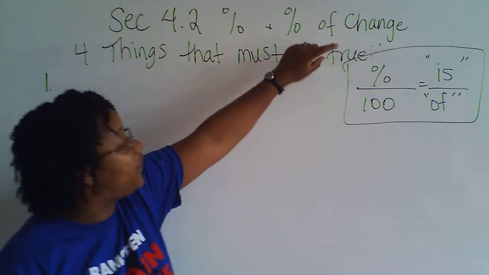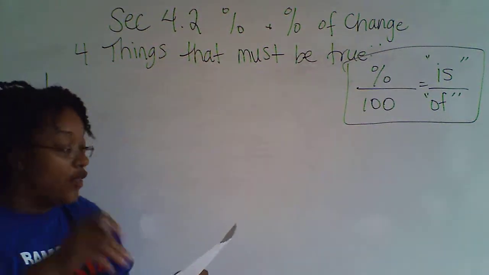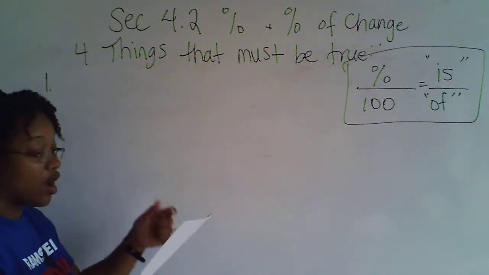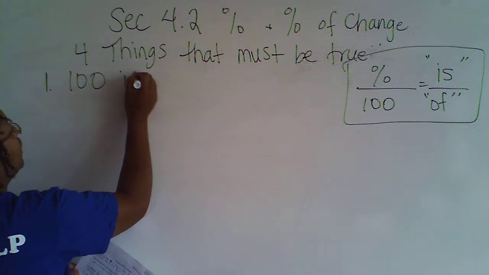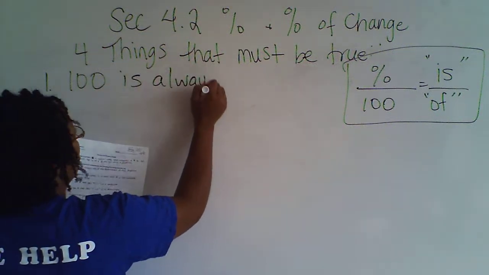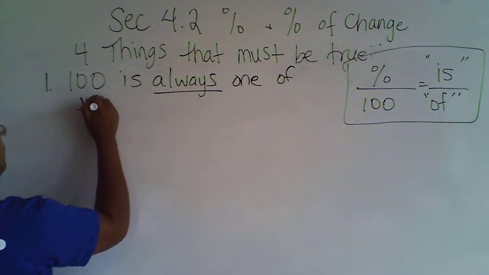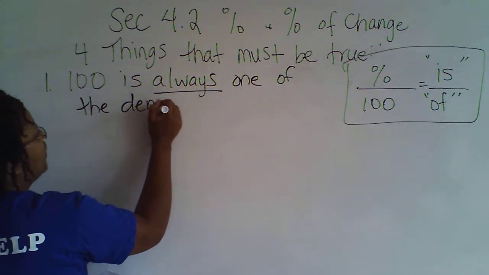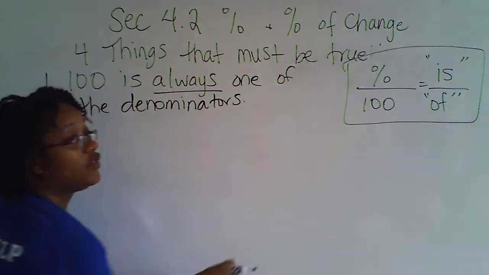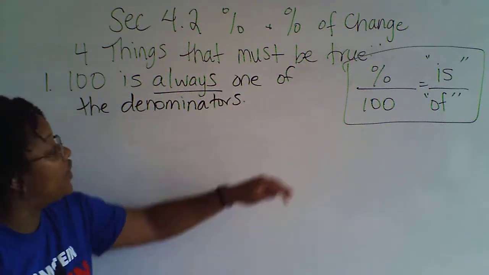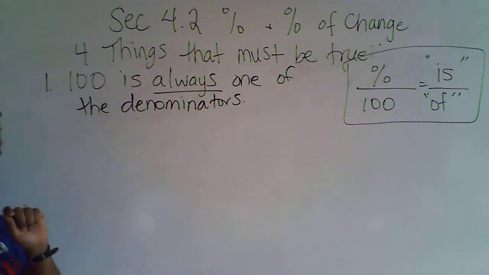So your job is to figure out what your percentage is and what numbers will represent the is and the of. So the first thing that we have to know that's always true is that, just like I said, the number 100 is always one of your denominators. And I know that you guys have learned about percentages before, so you know that if I tell you that you have 20%, you know that that 20 goes with the 100, okay? So that's the first thing that is always true.